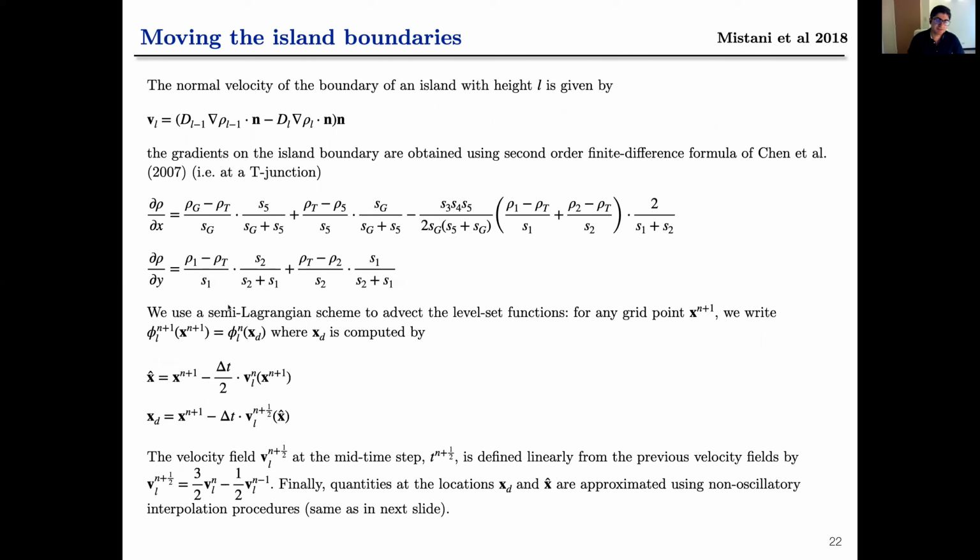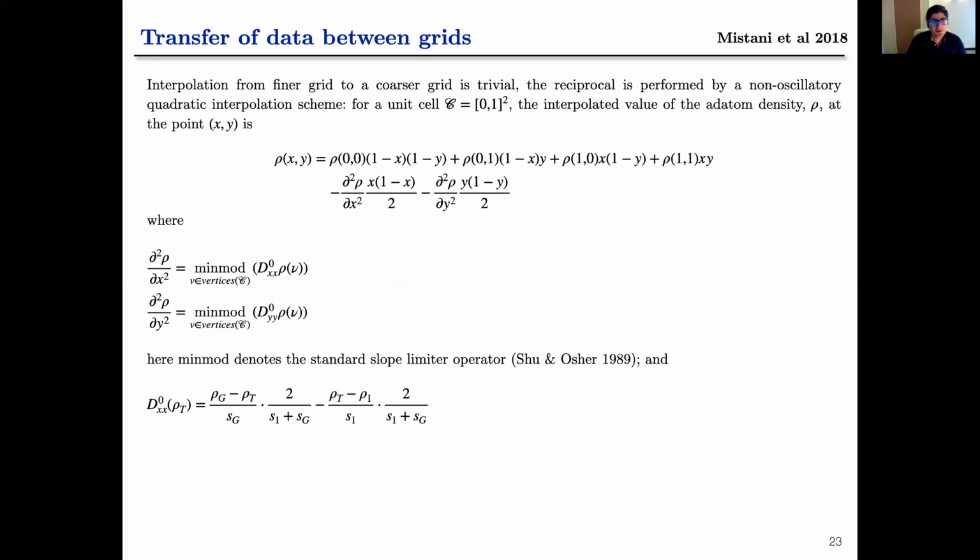To advect the Bessel function, we use a similar Lagrangian scheme. The main importance of this is that it doesn't have a CFL condition, it's unconditionally stable, so it doesn't limit the time steps that the simulation has to take. And there are some more details about, for example, let me show you this video.